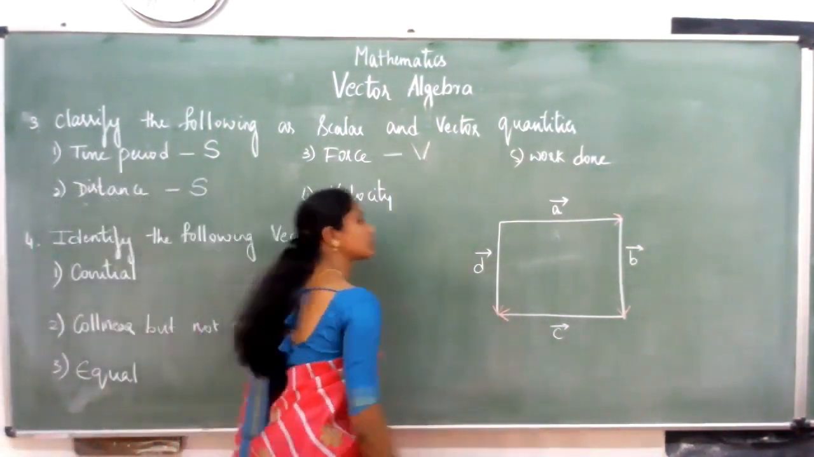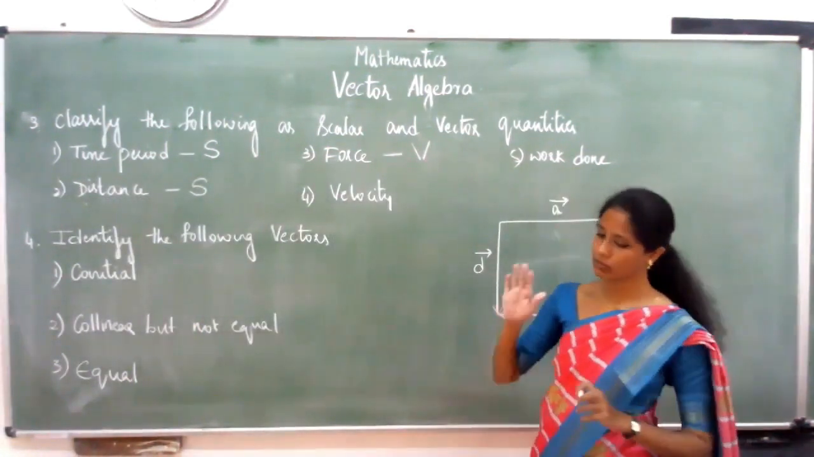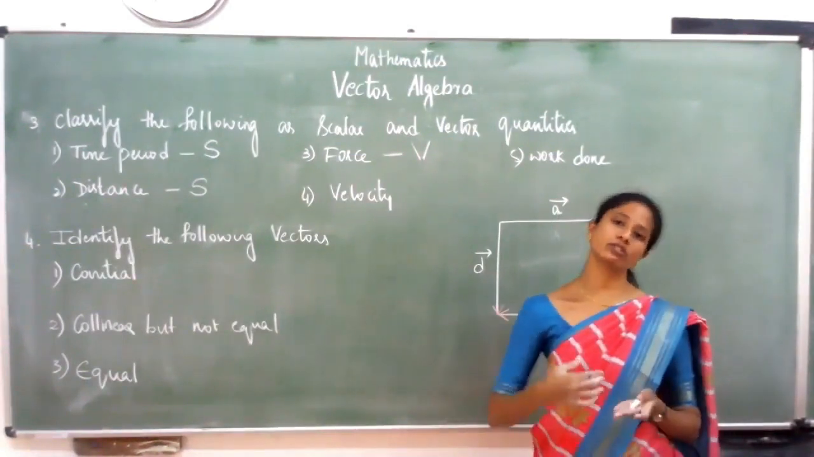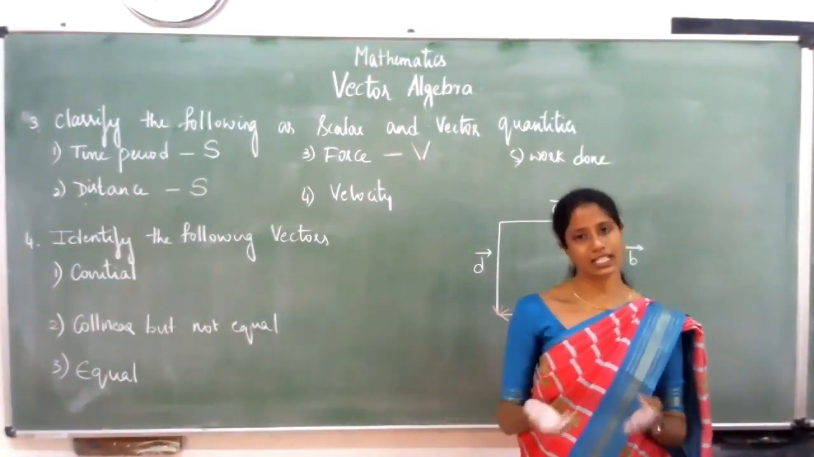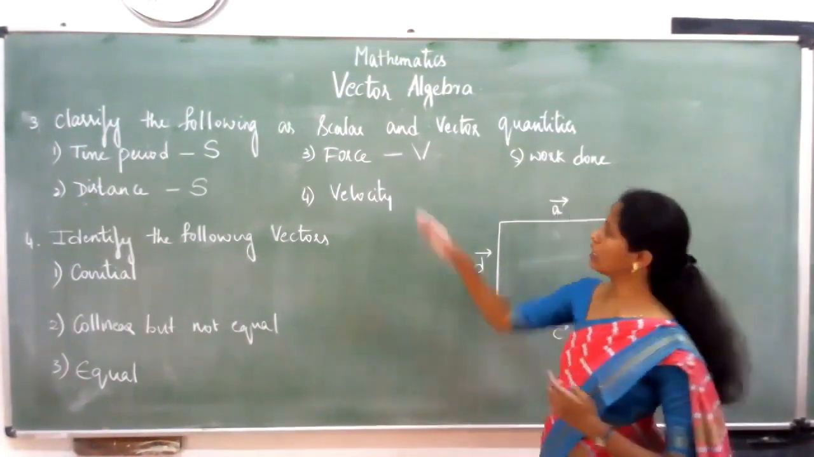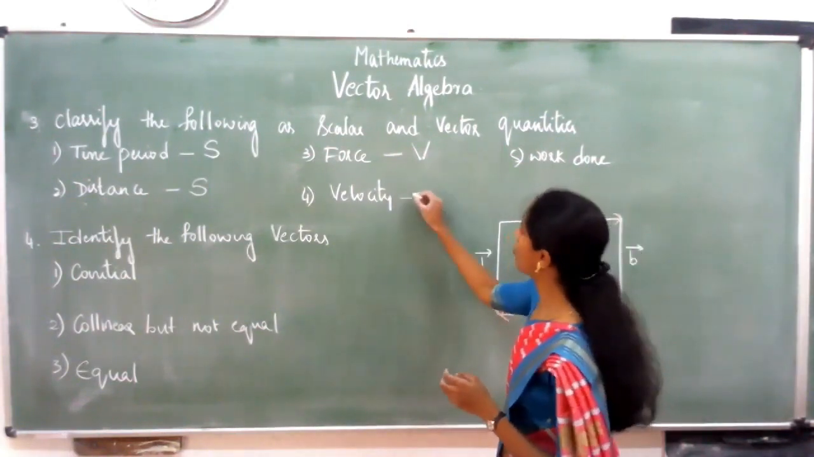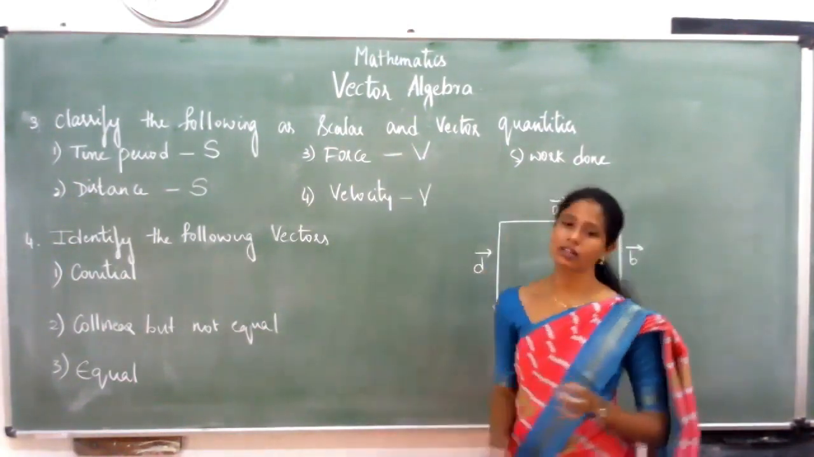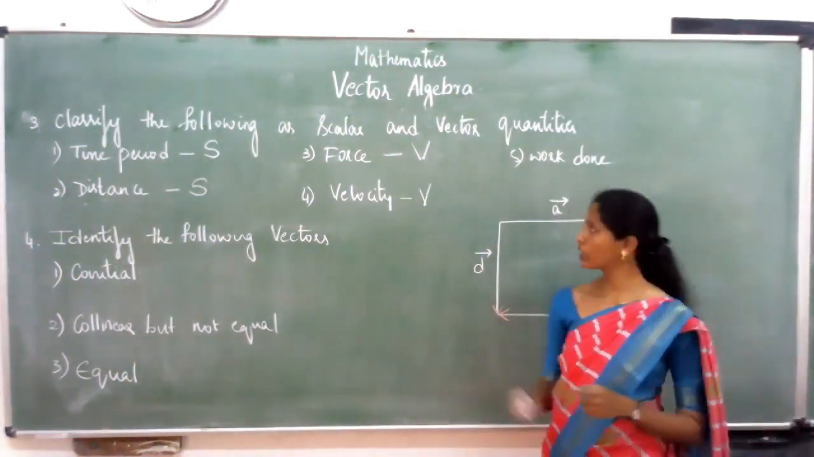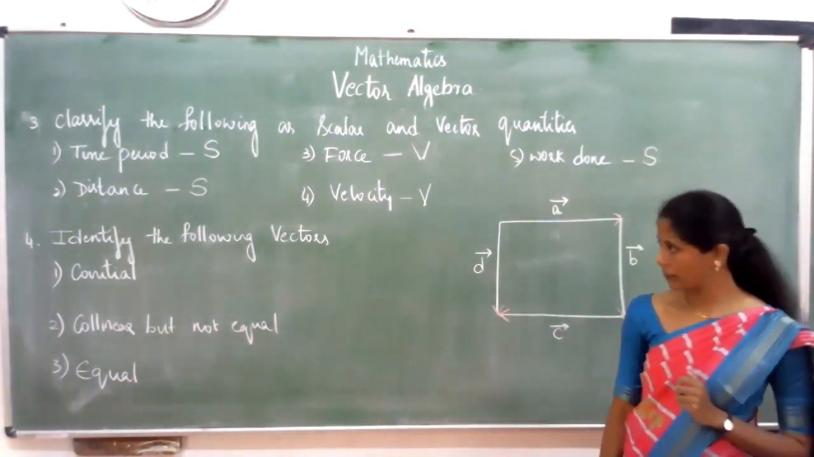Force, it is a vector quantity. Force is mass into acceleration; vector quantity means you are applying some force in some particular direction. If I ask you to push a desk, you may ask, in which direction should I push? So again, force, mass into acceleration, is a vector quantity. Velocity, again, it is a vector quantity: displacement by time taken. Okay. Next, work done, it is a scalar quantity.